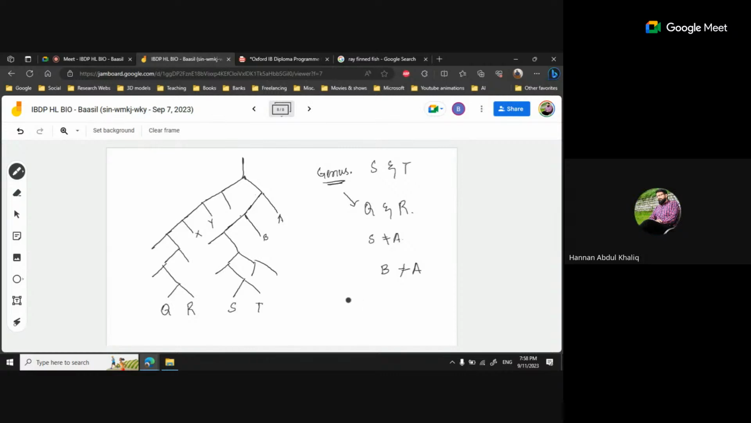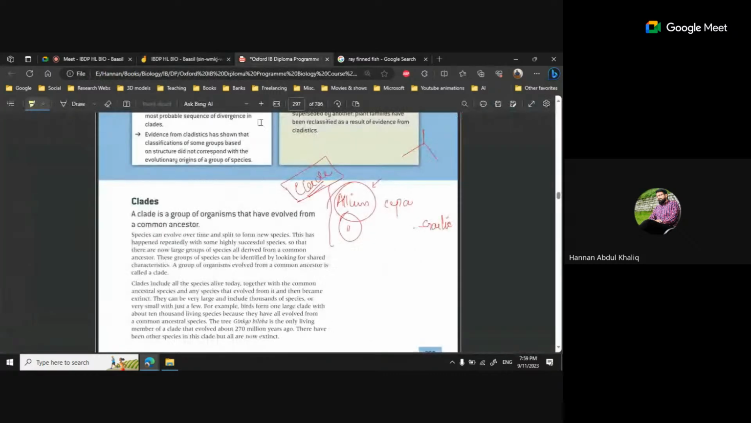Then coming to the clade, the last thing that I wanted to share: a clade can be as small as S and T. They are a clade, and it can also involve A, B, X, Y, Q, R, S, T. Why? Because all of them are sharing this common ancestor. So naming them and putting a common genus name on them is a different approach. It depends on the very recent ancestor. But a clade can be as small as two organisms having a very recent ancestor, and all organisms in this world sharing one common ancestor. So a clade can be very small and very large.